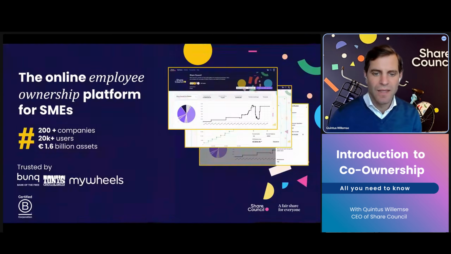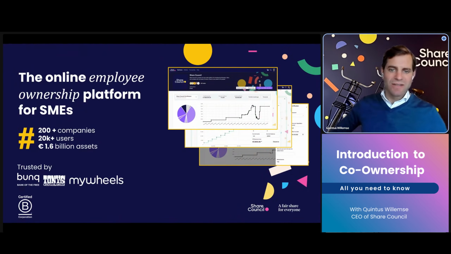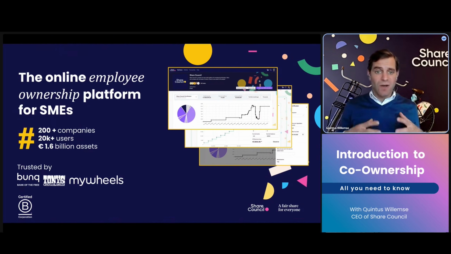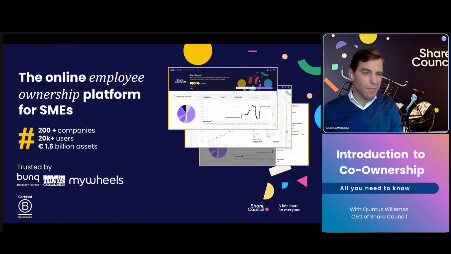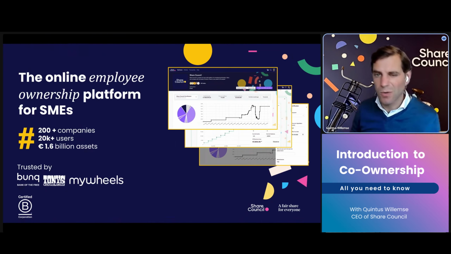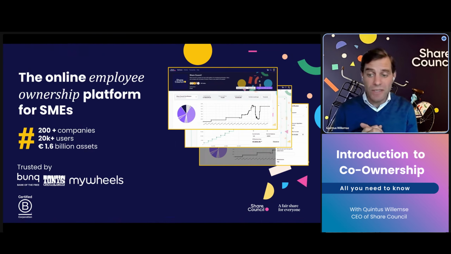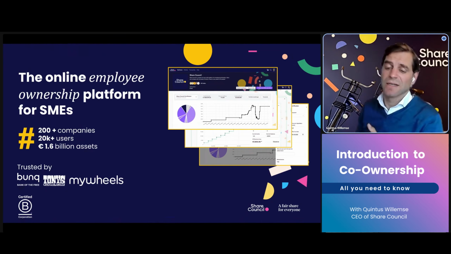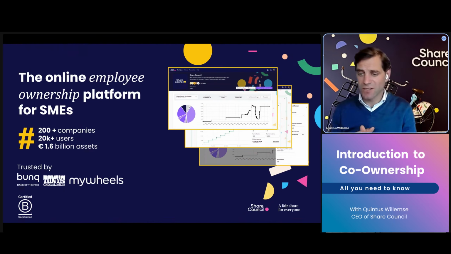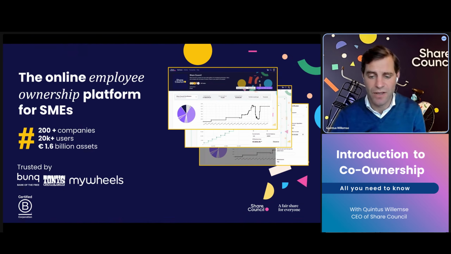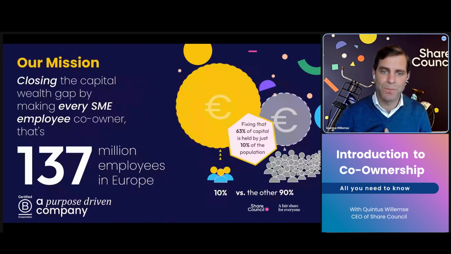So employee participation, we run it as Share Council on a platform. Share Council is an online platform for employee participation. We have about 200 companies on our platform. We have about 20,000 users and about 1.6 billion in assets registered on our platform, and trusted by quite some of the well-known brands.